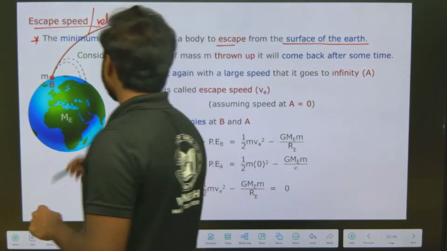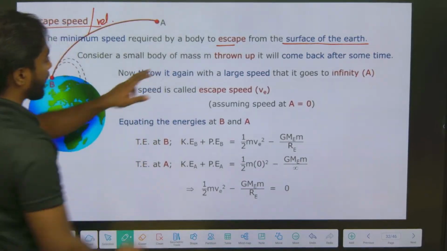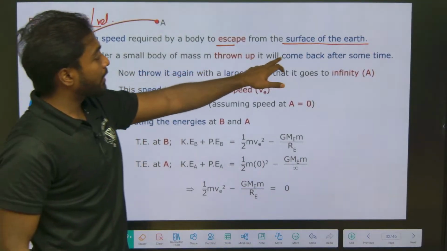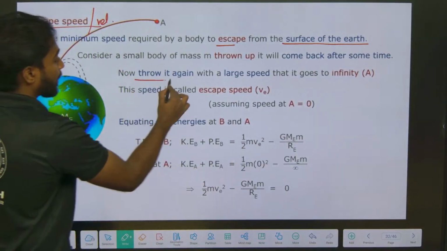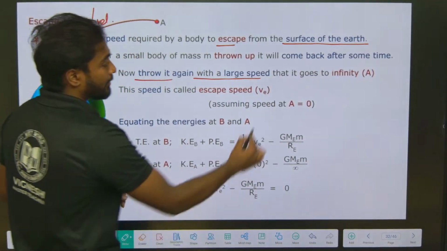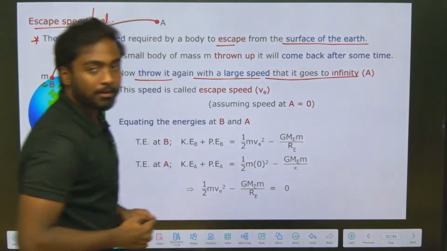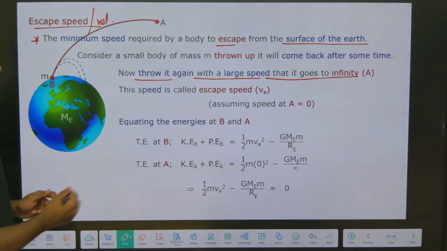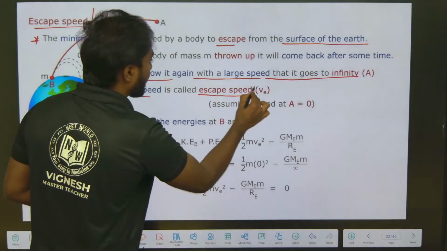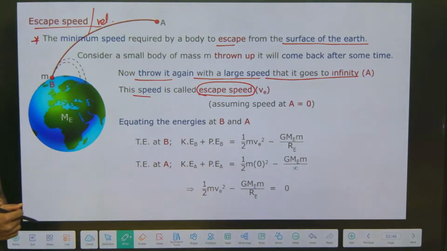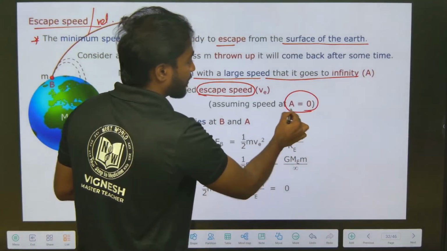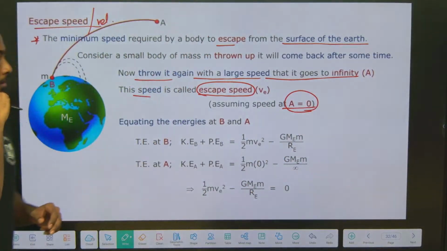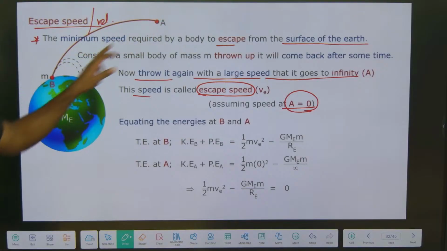The same thing: consider a small body of mass m thrown up, it will come back after some time. So now throw it again with a larger speed, so that it goes to infinity. This speed is called escape speed or escape velocity. Assuming that out of the earth's surface the speed is 0, that is point A, and this is B, at the earth's surface.